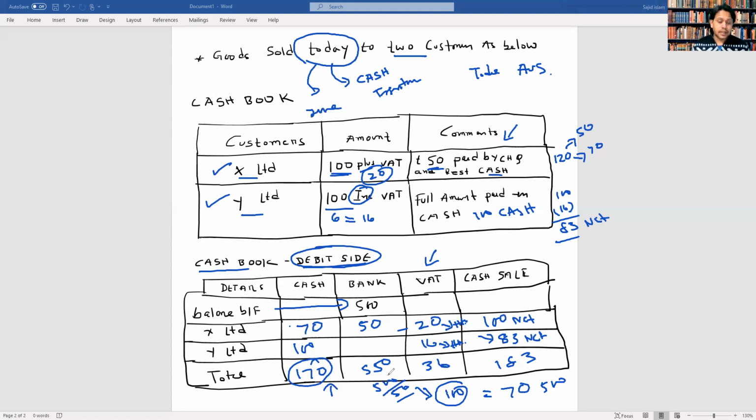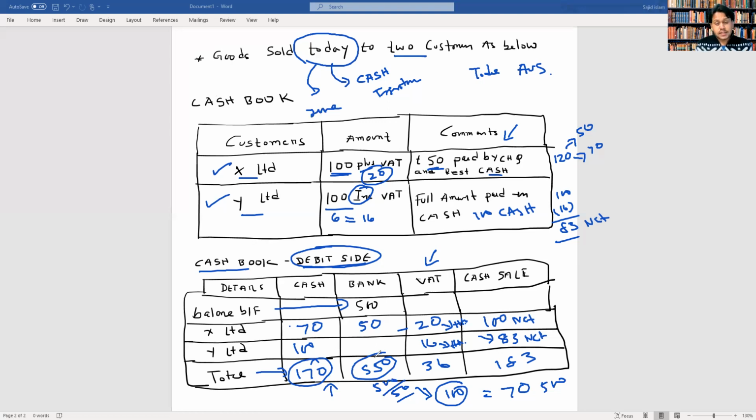For example, on the cash, if we have 170, we can spend a maximum of 170. We cannot use more than that. But on the bank, if we have 550, we can spend up to 1000 because we can go to the overdraft. So the bank column can go to the minus sign, the overdraft. But the cash cannot go to the minus. Cash can go down to zero, not the minus.